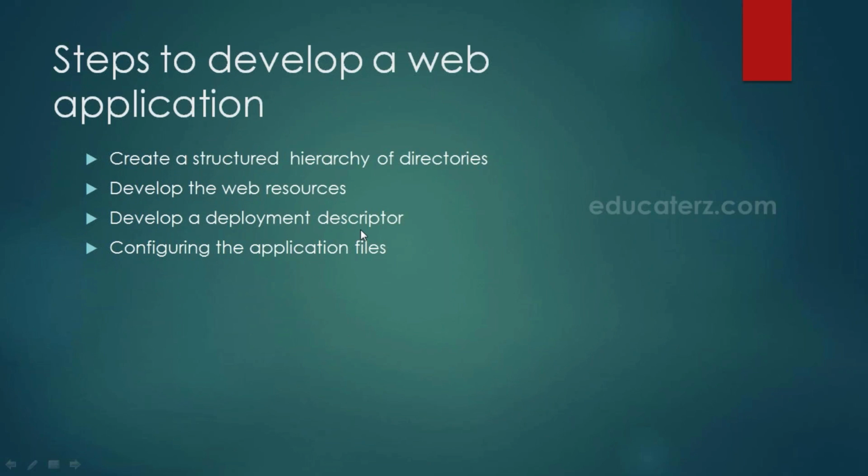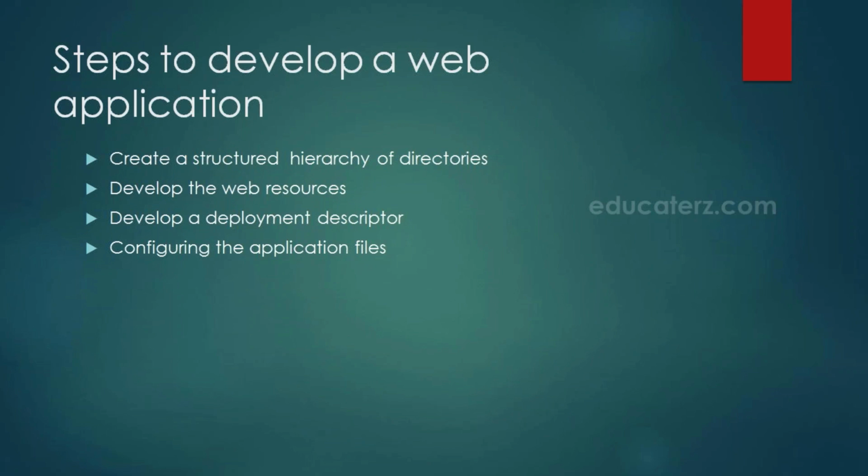Next is how to develop a simple web application. First thing we need to do is create a structured hierarchy of directories. That is, we need to create a directory with any name. It becomes the application root context, that is, the container recognizes the resources of the application with this name only. So this name would become the name of the total application.